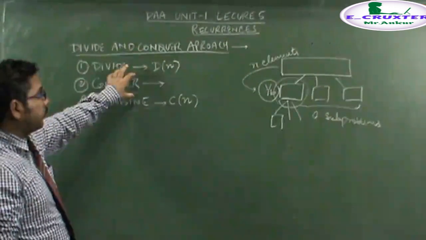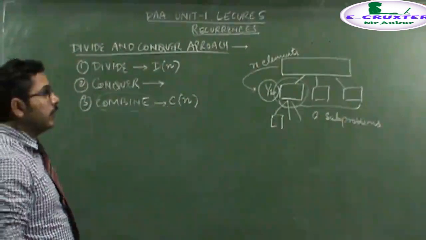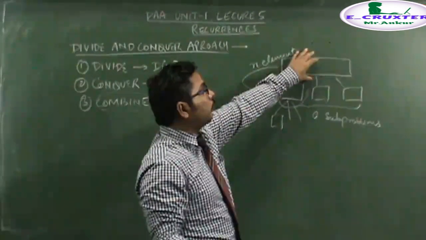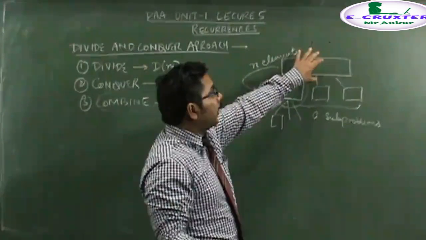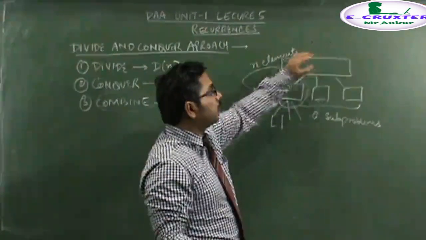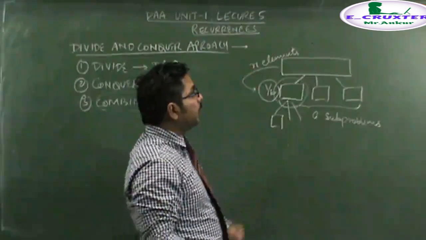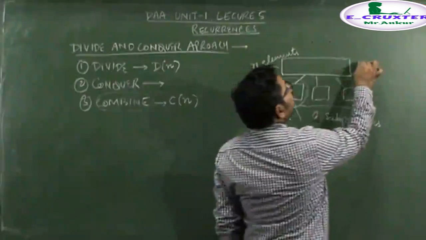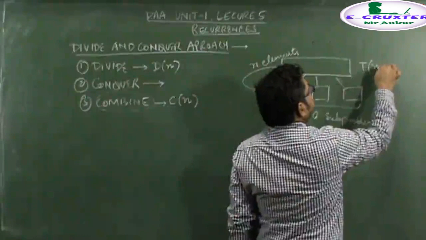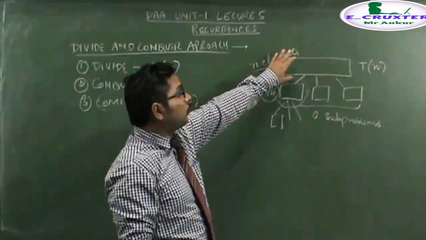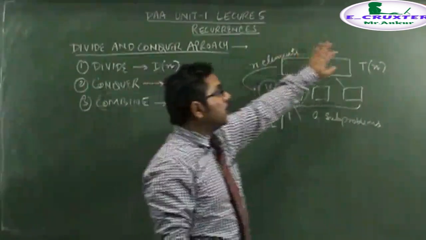How will we calculate it? Just try to understand that. Let's say this is the original problem and we have to sort the elements in this array. Let's say the total time in sorting these elements is denoted by T of n. If there are n elements in the array, then the total time to sort this array is T of n.